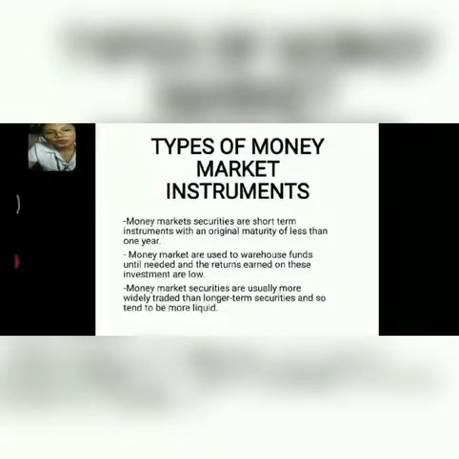So first, what are money market securities? It is a short-term instrument with an original maturity of less than 1 year, so it is outstanding only for a short period of time. Money market securities are used to warehouse funds until needed, and the returns earned on these investments are low because of low risk and high liquidity.